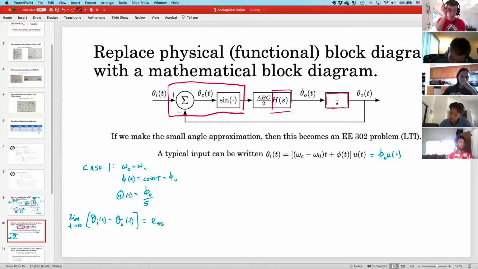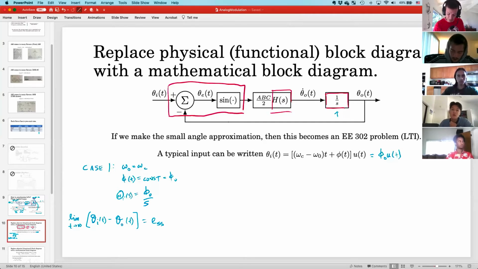Now, what do I have to know about this system that would allow me to immediately calculate the steady state error given a step input? Number of integrators in the loop. Good, number of integrators in the loop. So if I've got a single integrator here that comes from my VCO taking frequency and integrating it to get angle, to phase, then as long as I don't have any differentiators in H of S, as long as I don't have any zeros at the origin, then this will be a type at least 1 system.